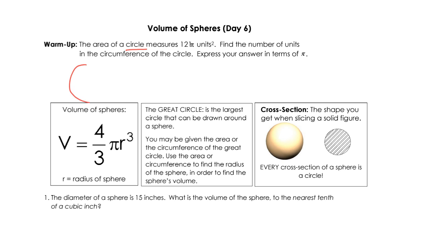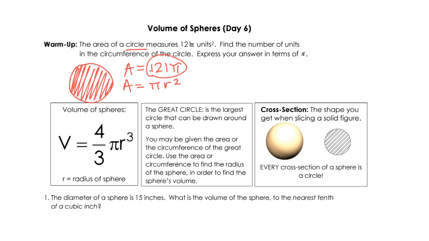And so what they're saying is that in this circle, we have an area. So the amount of space inside the circle is 121 pi units squared. Okay? The area formula for a circle is pi r squared. So we're going to take that 121 pi and put it in for the area. The cool thing is there's a pi on the left and a pi on the right side of the equal sign, and then they'll cancel, and we'll just end up with 121 equals r squared.